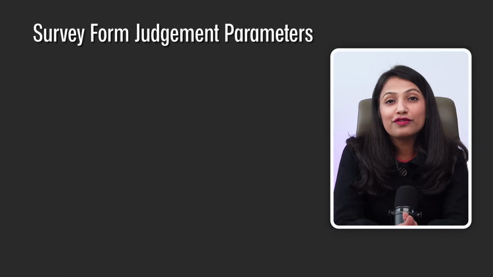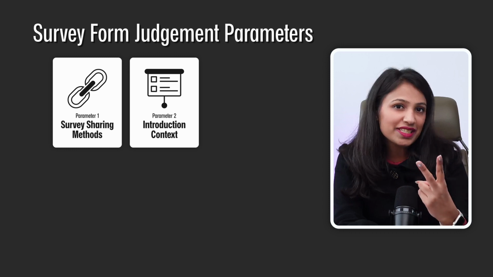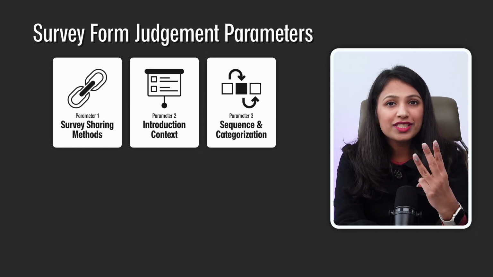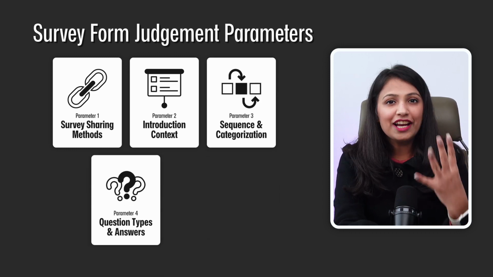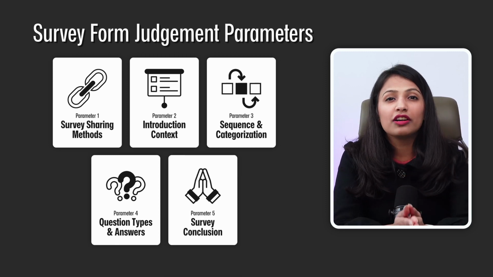So we will be judging this form based on 5 parameters: how the form is shared, how much context is given in the introduction, what is the sequence and categorization of questions, the kinds of questions that are asked and how to answer them, and lastly, how the survey is concluded.